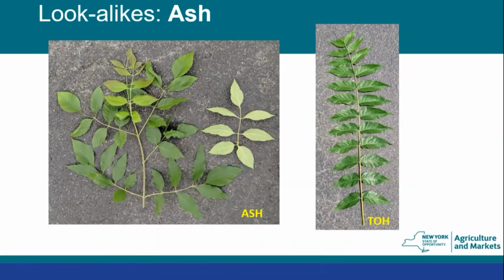Another lookalike is ash. Ash also has a compound leaf with pinnate leaflets. Typically, there aren't as many leaflets per petiole. They're a little bit more spaced out, but they are opposite. So you could see how the tree of heaven has a much longer petiole and many more leaflets. But again, there's that notch at the leaflet base. That's always going to be a telltale sign. The underside of an ash is very light colored, typically. So that's another way to distinguish the ash from the tree of heaven.